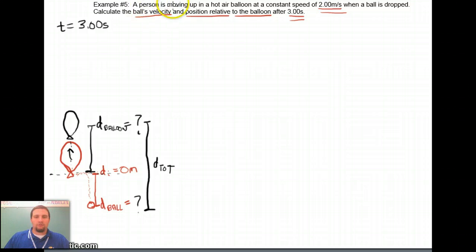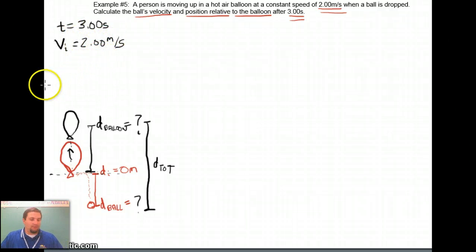The person is moving up in the hot air balloon at a constant speed of 2 meters per second. So the initial velocity of the balloon and the initial velocity of the ball are both 2 meters every second. Okay? 2 meters every second relative to what? Well, we're going to say that the speed is relative to someone who's not moving, or we can say relative to the ground, or relative to the still air, you could say.